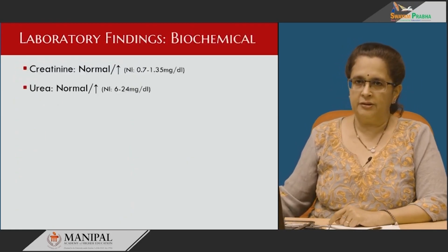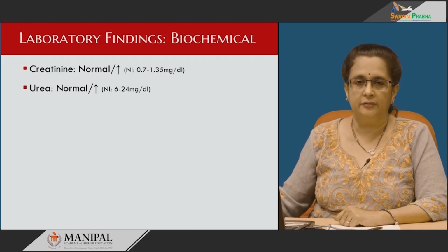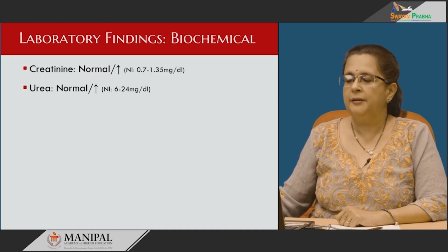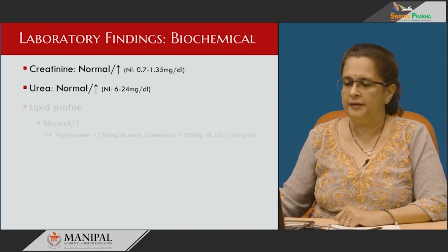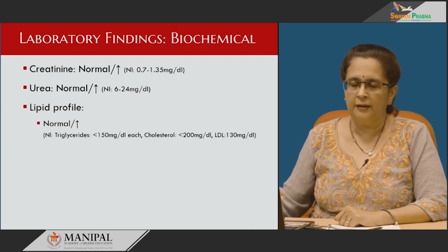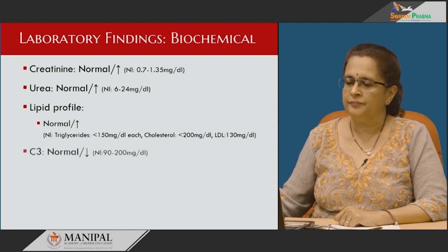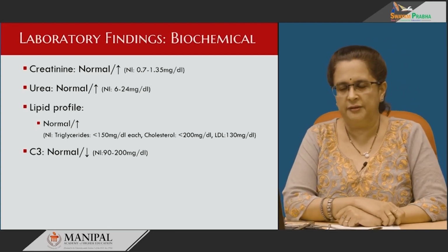Creatinine levels are usually normal or may be elevated depending on whether the patient has got nephritic syndrome as well as progression to rapidly progressive glomerulonephritis or acute renal failure. Urea also is usually normal, but may be elevated. Lipid profile is normal unless the patient progresses to nephrotic syndrome. C3 levels are normal, can sometimes be reduced.